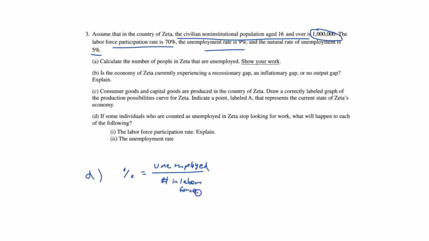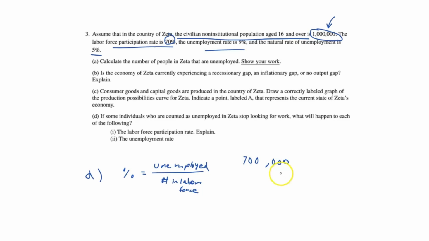Right? So let's see. We have 1 million total people who could work, but not everyone obviously works. It says right here the labor force participation rate is 70%. So we know 70% of that 1 million people participate in the labor force. And so we have a labor force count of 700,000. All right. So what do we do with this number?